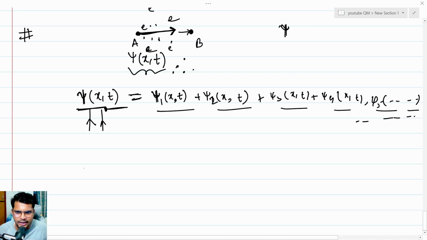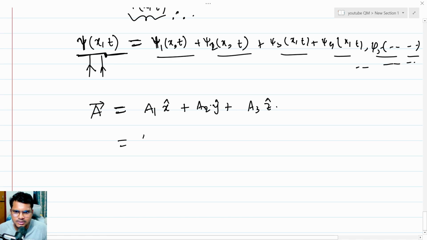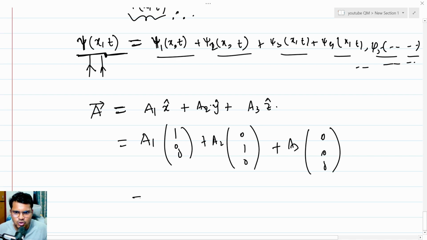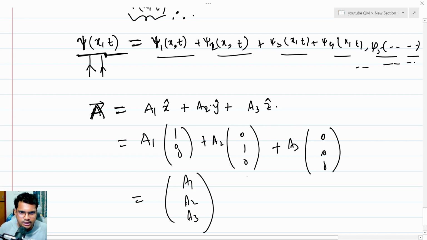Now it has the same structure. Let us say that you have any vector in a three-dimensional space, a classical object. I can write it as a component in the x direction, a component in the y direction, and a component in the z direction, correct? So if I write it in matrix form, a1 as 1 0 0, a2 as 0 1 0, a3 as 0 0 1. So this A, containing every information of the classical particle in three-dimensional space, I will have as the column vector A1, A2, A3. So this is the state of an object when we are dealing with it classically.